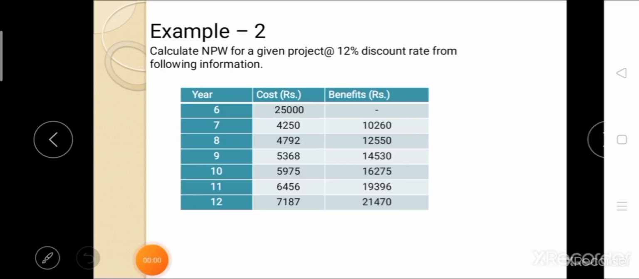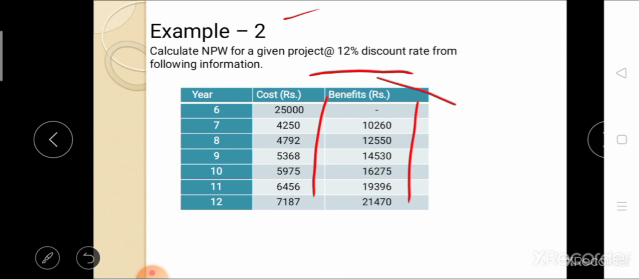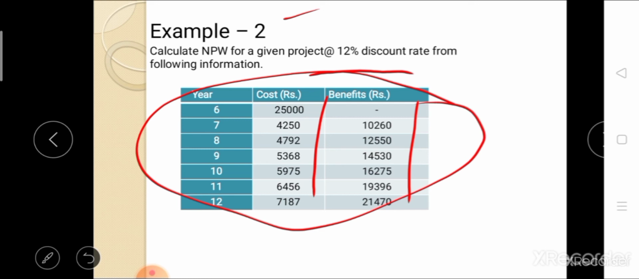This is the second example: calculate NPW for a given project at the rate of 12% discount rate from the following information. This is the cost and benefit information which is given to you, and by using this cost and benefit data, you have to calculate NPW for the given project at the rate of 12% discount rate. This is your assignment. You have to solve this example and write it in your practical manual. This is all about calculation of NPW.